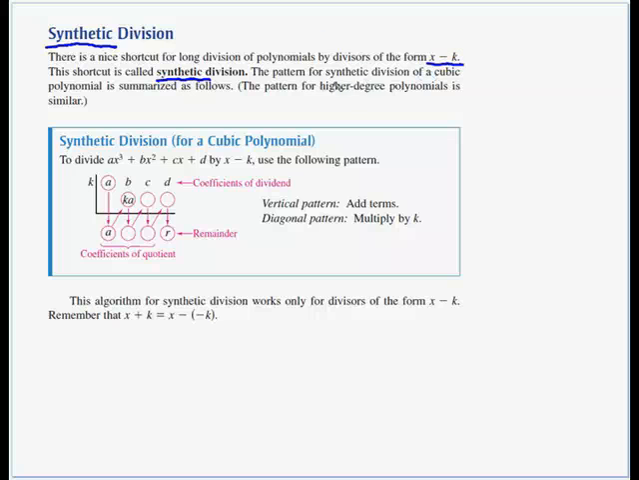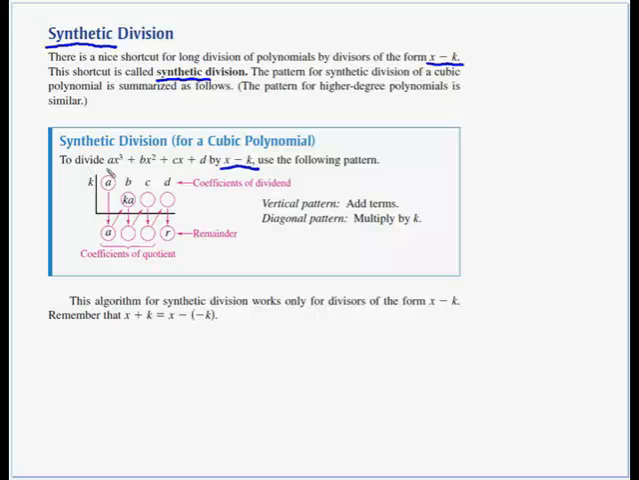The pattern for synthetic division of a cubic polynomial is summarized as follows, and the higher degree polynomials will be similar. We have our cubic first as some number a x cubed plus some number b x squared plus some number c times x plus d, and we're dividing it by x minus k. So we would rewrite it like this. Ignore all the variables, the x squareds and x cubes and everything else. Just bring down the a, the b, the c, and the d, just the coefficients.